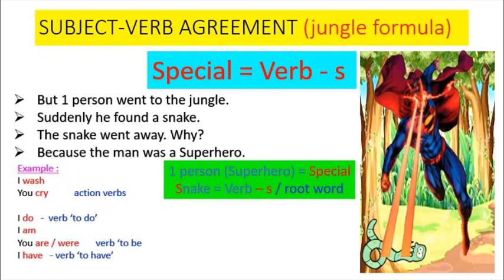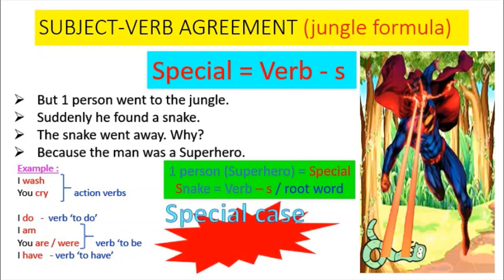The example sentences are I wash and you cry. Wash and cry are action verbs. I do. Do is the verb to do. I am and you are or you were. Am, are and were are verb to be. Are is the present tense while were is the past tense. Lastly, I have. Have is the verb to have. But remember, there is a special case for was. Was is the past tense for am too, even though it has S at the end of the verb.